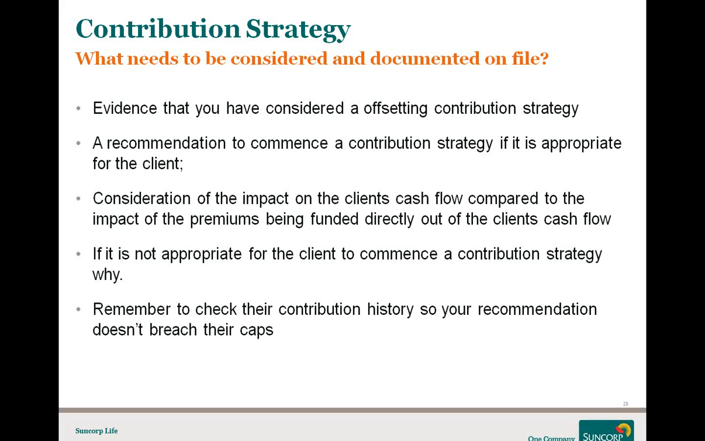If it's not appropriate for the client to commence a contribution strategy at this point in time, our file needs to have evidence that it's been considered and why it's not being recommended. This should also come into your alternative strategy section of the SOA. Outline to the client that you considered this strategy and based on their current situation, you're not recommending it, and clearly outline the reasons why. The last point when recommending contributions and insurance through super is to make sure that we're covering off on the client's contribution history and their contribution caps. We don't want to be making a recommendation that results in a client breaching their contribution caps.